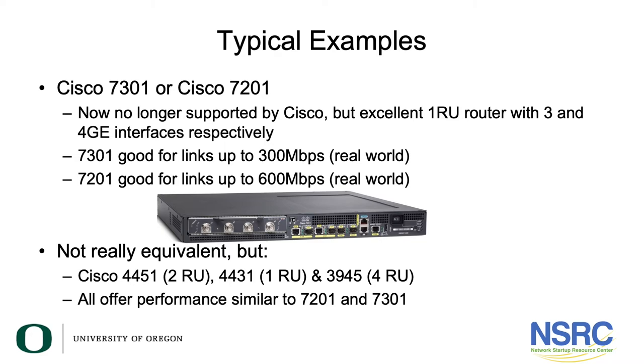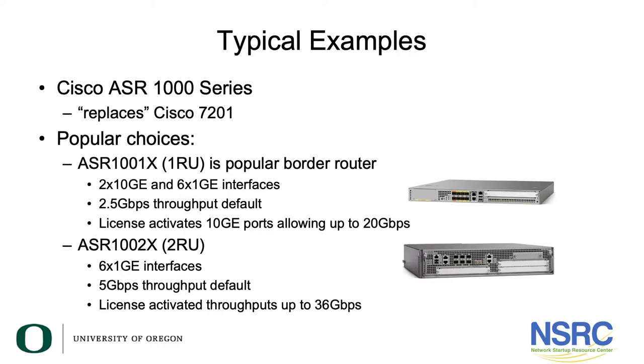Cisco will try and promote its ISR series as equivalents, but they're considerably more expensive and don't really have the feature set that made the 7201 so useful 10 years ago. These days, we find the Cisco ASR 1000 series has become the effective replacement for the 7201. A popular choice is the ASR 1001X. Notice again, 1RU. It's got 2 10 gigabit Ethernet ports and 6 1 gig Ethernet ports.